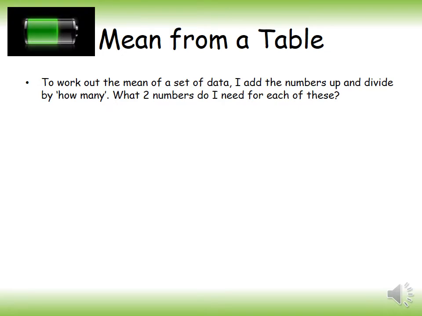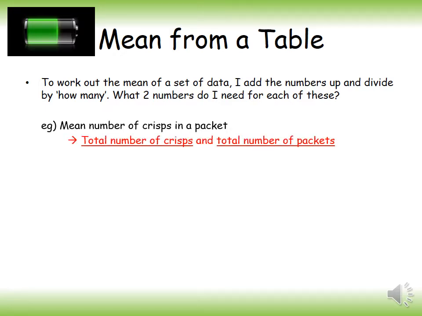So to work out the mean of a set of data, what do I need to do? I hear you ask. Well, I add the numbers up and divide by how many. So there are two numbers that you will need. So if we do this as an example, mean number of crisps, what do you think we need? So just pause for 5 seconds so that you can think about it. Okay, have you thought about that? Well, we need the total number of crisps and we need the total number of packets.